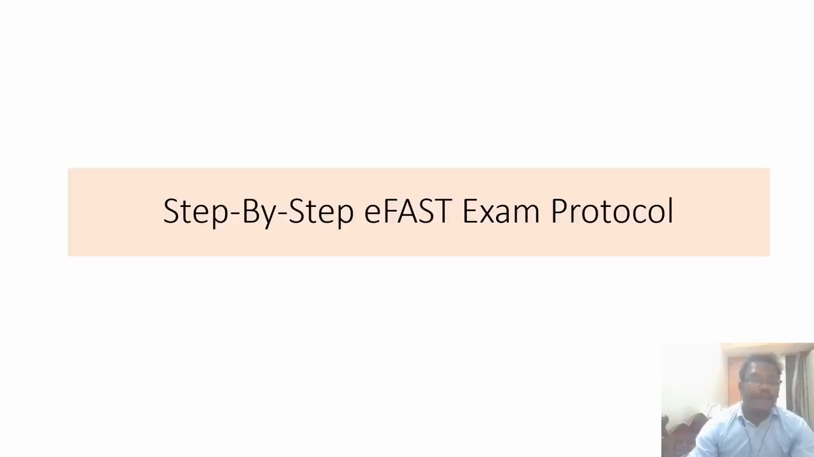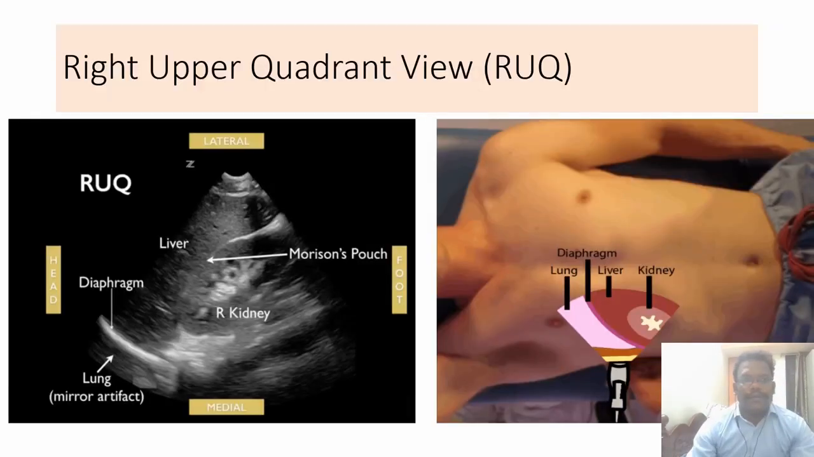The next will be step-by-step assessment of E-FAST views. Here we are going to see all 5 normal views of E-FAST. First we will be seeing the normal view, then we will be seeing abnormal slides. So first we will be seeing the right upper quadrant view.